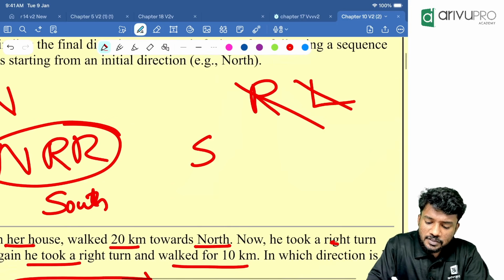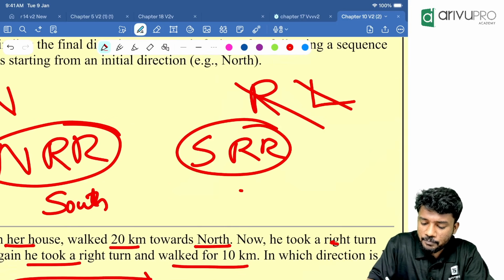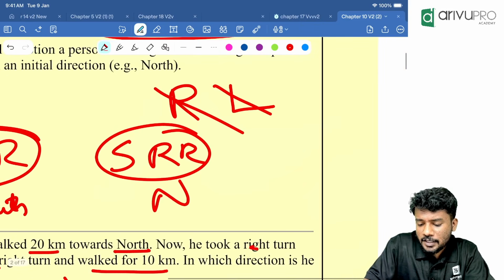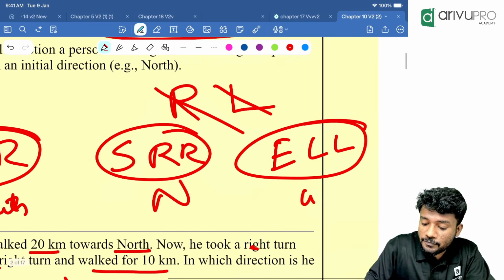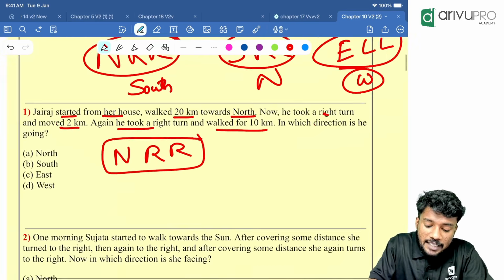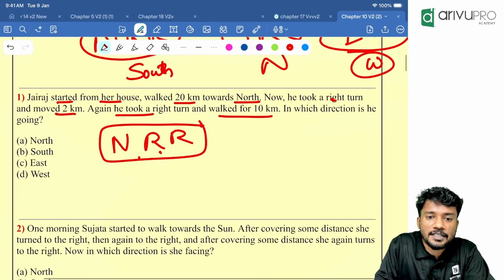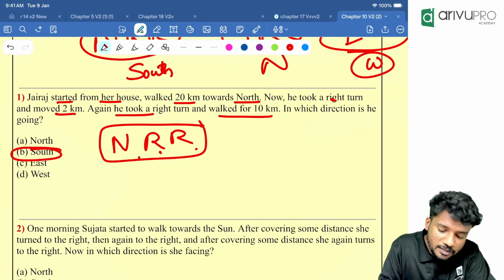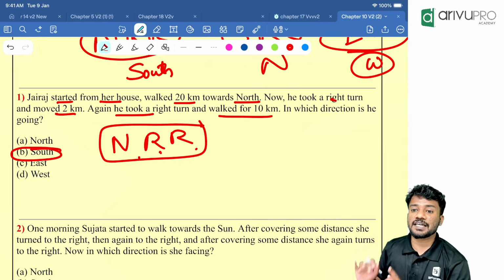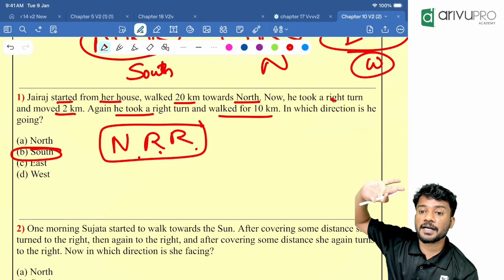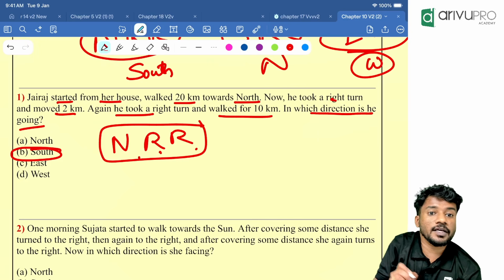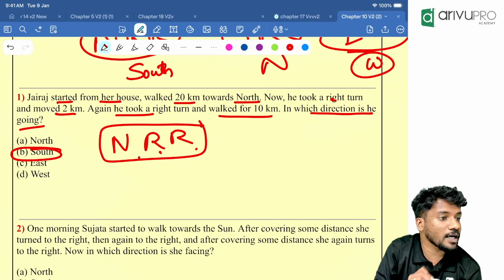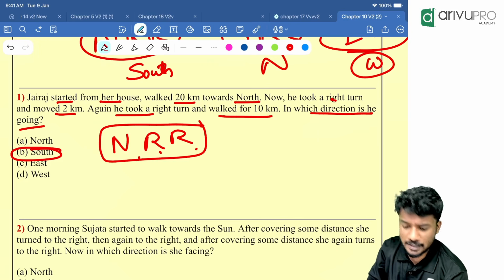What if it is south, right, right? It will become north. What if it is east, right, right or east, left, left? It will become the opposite of that direction, west. So the answer over here, north with right and right, will become what? South. That means whenever we say right, right, the direction will become opposite. So look here, in which direction is the person going is the question. Very easy. Within 5-6 seconds you are getting the answer.